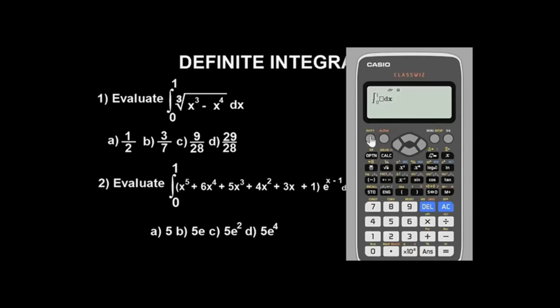You press Shift first, then press this button to bring it out. As you can see, cube root of what? x raised to power, so press Alpha x, to bring out x. Then raised to power 3. Then come down, minus Alpha x raised to power 4.